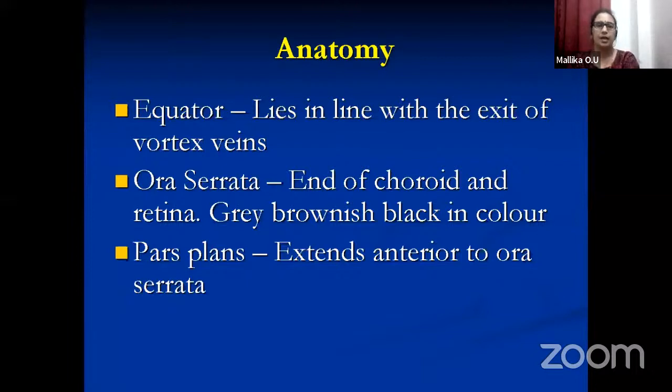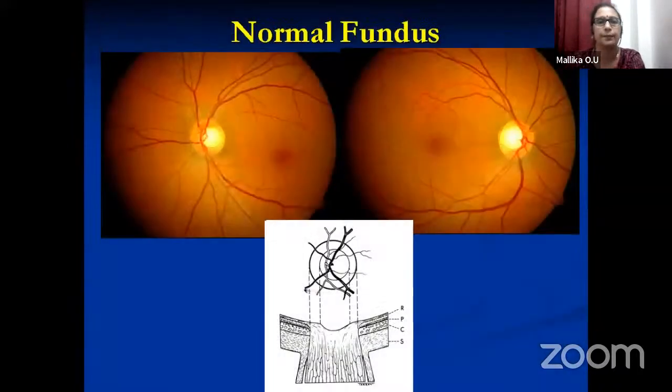Then another term is ora serrata. Ora serrata is the peripheral most part of the retina, where the retina and the choroid end, which is seen as a gray, brownish black in color. Then the pars plana extends anterior to the ora serrata. Actually, it is a part of the uveal tract. So this is the appearance of the normal fundus.